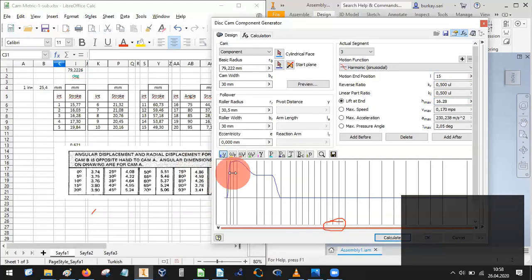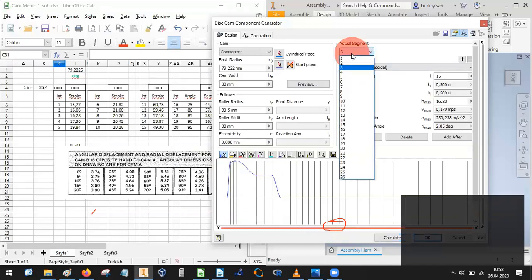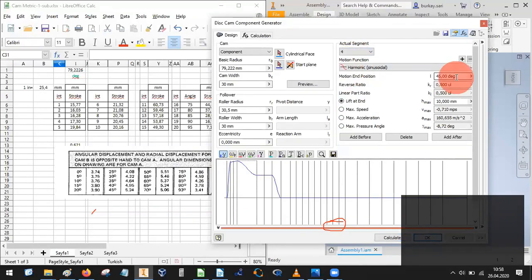As you see, I'm going to adjust one by one. My fourth segment here starts at 15 and ends at 20 degrees. And I'm going to add the lift at 70.3. Again, calculate. When you make the calculations here, the graphical screen changes.